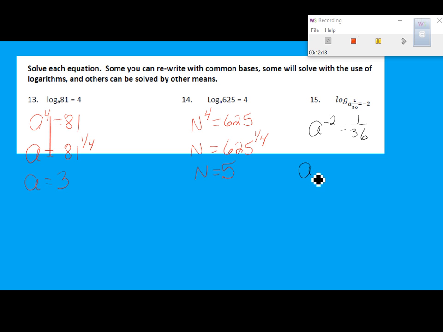Well, to solve this thing for A, I've got 136 to the negative 1/2 power. Now, to solve this, I'm going to think of this as 36 to the 1/2 power. That way I could get rid of that negative exponent. And it looks like my A is going to be 6.